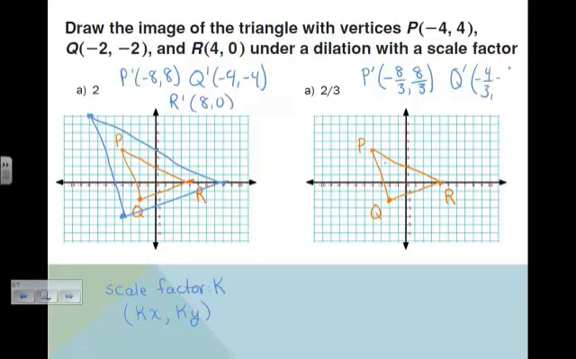Then Q prime is going to be (-4/3, -4/3). So that's about -1 1/3. So about right there. And then R prime is going to be (4/3, 0). So it's 1 1/3, 0. About right there. So here is our dilation with a scale factor that was less than 1, and you can see that it's smaller.